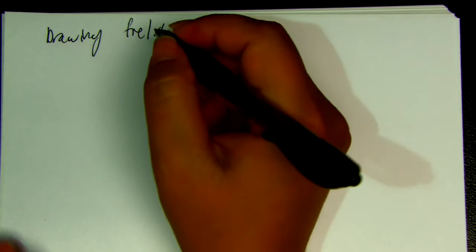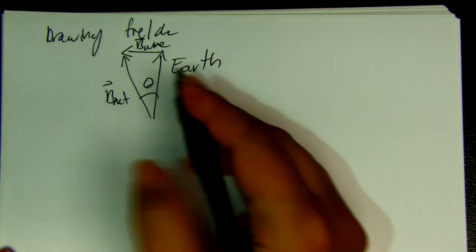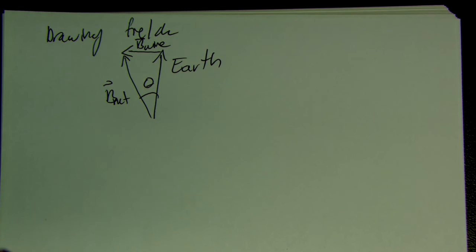So let's draw the fields. So we know the Earth has a magnetic field, and that is also impacting the compass. So if you align your wire due north, you'll have the field from the Earth, and then you'll have the field from the wire, which is perpendicular, and then this is your B net, which is the combination of both the field from the wire and the field from the Earth.